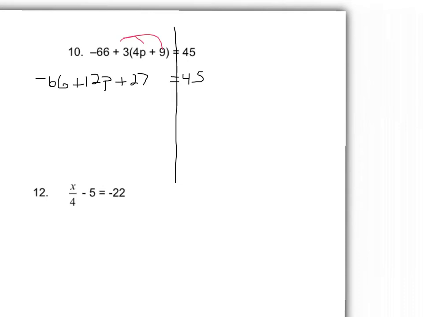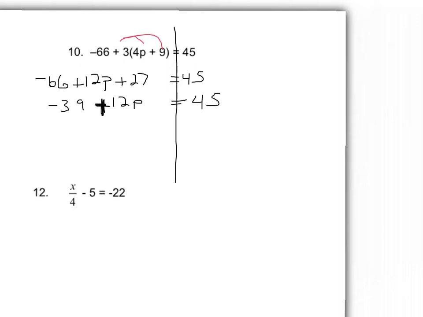So my like terms are going to be the negative 66 and the positive 27. So that gives me negative 39 plus 12p equals 45.